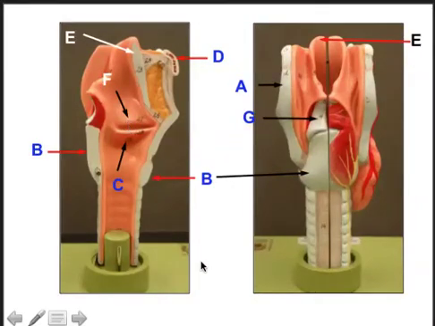G is pointing to the arytenoid cartilages, and on top of the arytenoid cartilages, this little tiny cartilage right here is called the corniculate cartilage. Looks like a pair of little horns on top of each arytenoid cartilage. The significance of the arytenoid cartilage is that it attaches to the vocal cords, and as those cartilages pivot, they change the tension in the cord, and as a result, the pitch of the voice.